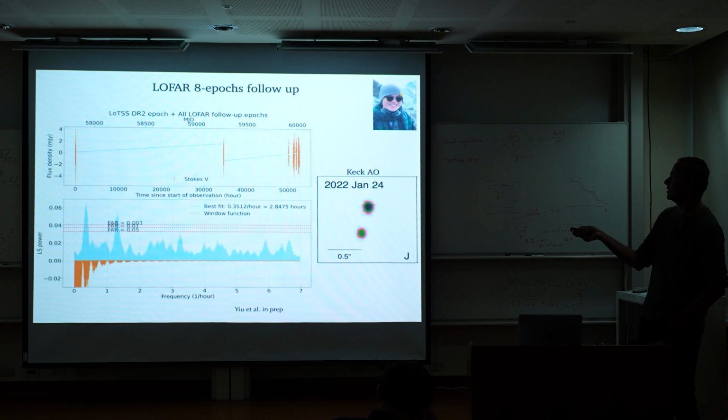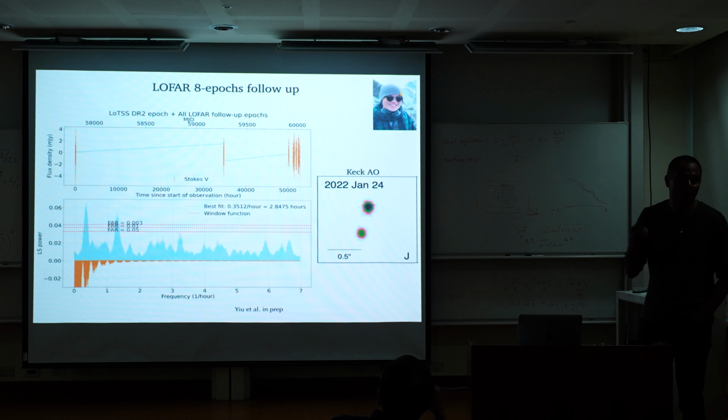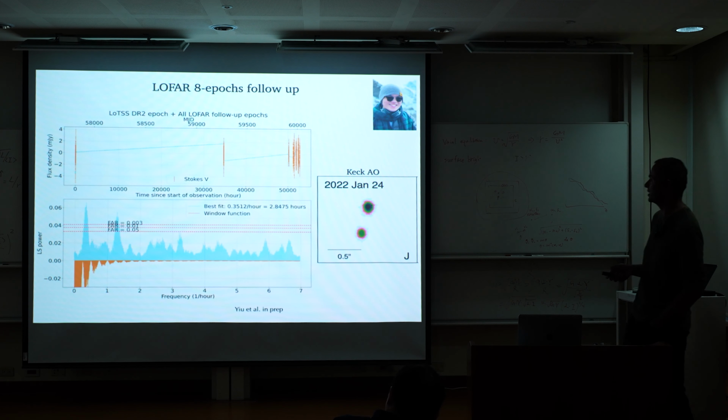So anyway, with 8 epochs of data, you again can take a Lomb-Scargle periodogram. And so when he took the periodogram, we found the peak which we had found with just that one epoch. That peak is still there. So that's good news, roughly 3-hour rotation period.